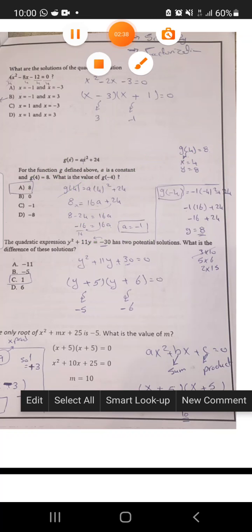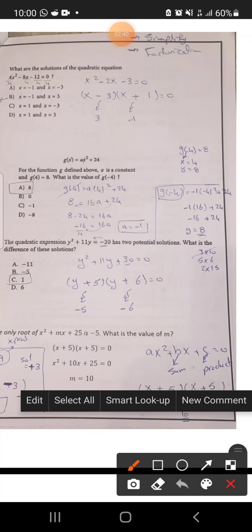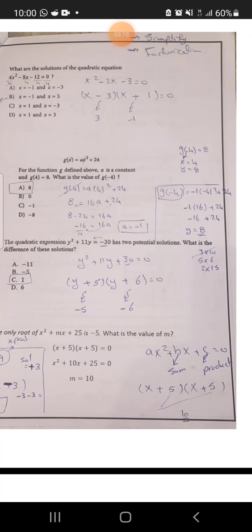Okay, what is the question here? I want to get g(negative 4). What will you do? Instead of x, as he asked, put negative 4, and a equals negative 1, as you got here. So it is negative 1 times negative 4 squared plus 24. You will solve it: negative 1 times 16 is negative 16, plus 24, so g equals 8. Is that right?